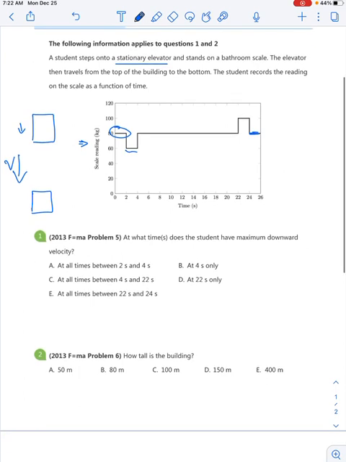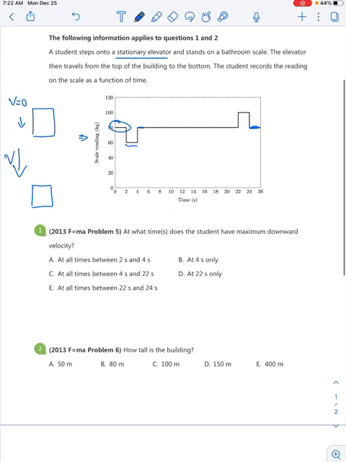For the first problem, you actually don't need to do any calculation. Just by the experiment, you can see that first the elevator is accelerating, right? So it goes from velocity equals 0, and then we have the acceleration, and then it's going to have a constant velocity, and then the velocity is going to decrease so that it's going to stop. So we know that during 4 seconds to 22 seconds, this will be the case when we have the maximum downward velocity, because this will be the constant velocity, and at last the elevator is just going to decelerate and then stop. Okay, so the first one should be very easy.